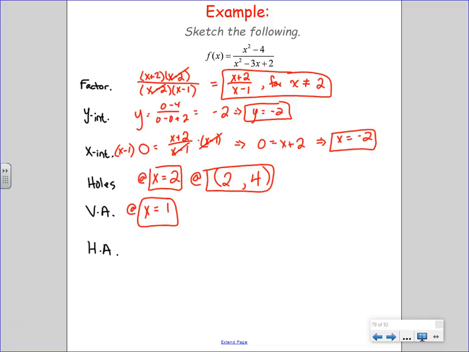Horizontal asymptote. What do we do? Powers. And we ask ourselves, who wins? Top, bottom, or tie? They're a tie. So since they're a tie, we have a horizontal asymptote at y equals the ratio of the leading coefficients. 1 over 1 is 1. Almost done. What else do we have to do?